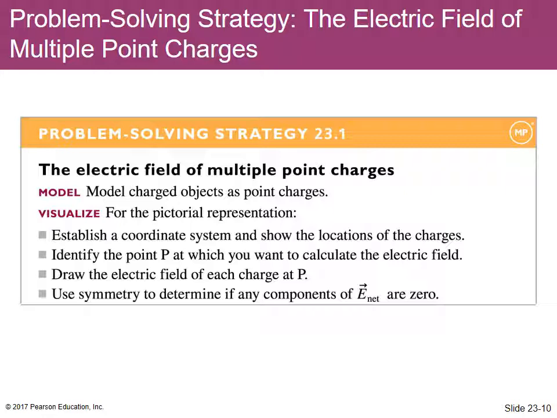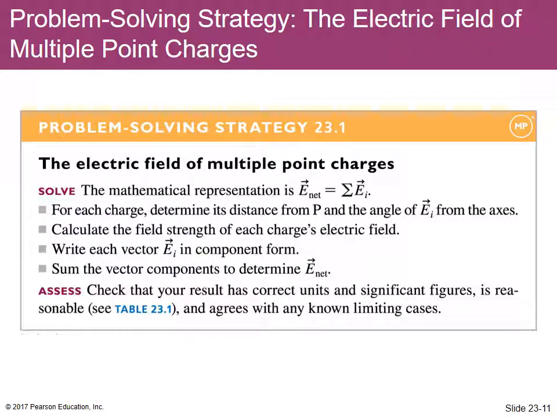The problem-solving strategy for multiple point charges is: model the charged objects as point charges. Establish a coordinate system and show the locations of the charges. Identify the point P at which you want to calculate the electric field. Draw the electric field of each charge at P. Use symmetry to determine if any components of the electric field are zero.